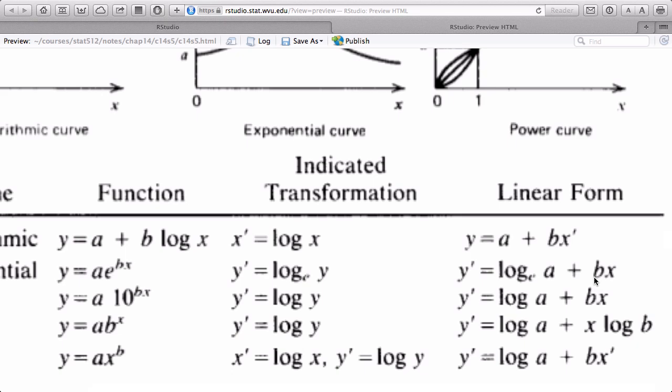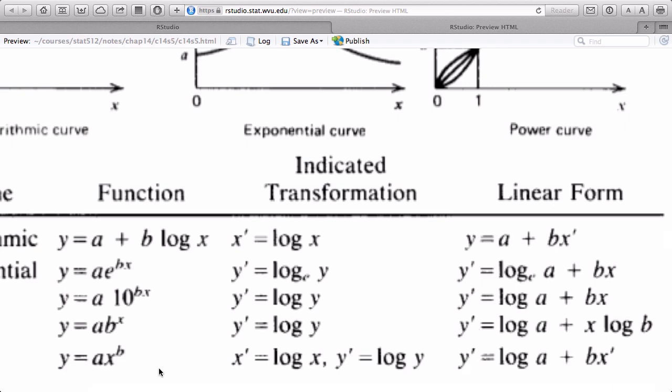So when I take the log of y, if I have y equals a e to the bx, and I take the natural logarithm, then y prime, where y prime is the log of y, is equal to the log base e of a plus bx. Now what about if I have a 10 to the bx? Again, if I take log base 10, y prime is log of a plus bx, where the log is again base 10. Now, log base 10 and log base e are proportional.